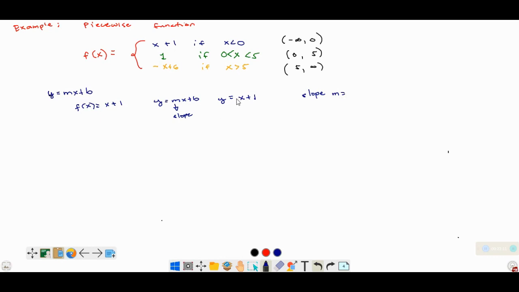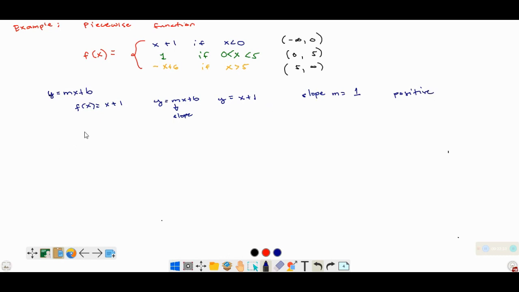Diba? So, our slope for this line is equal to whatever it is beside our variable x. So, ano yung nakalagay dito sa tabi ng x natin dito? If you don't see any value beside the variable x, that means that the numerical coefficient is equal to 1. And what do we know about the value 1? It is positive, of course.